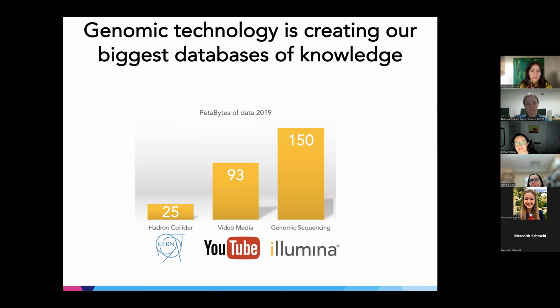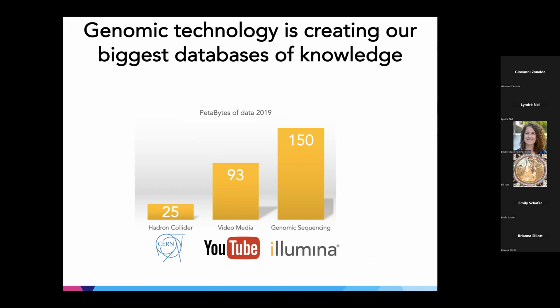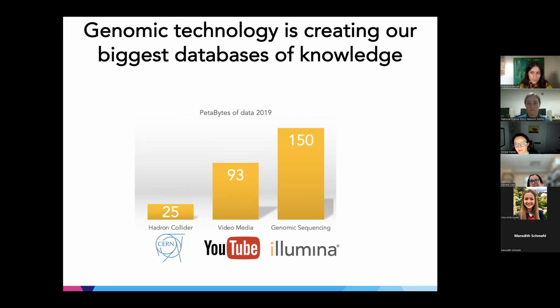To give you a sense of the scale of data being generated by genomic technologies, this slide is a couple of years old at this point, but I think it makes the point very well. I put this together through public resources from YouTube, and from other large scientific international endeavors, like physics, the Large Hadron Collider at CERN. It's a side-by-side look at the amount of data generated by these endeavors and technologies. You can see that genome sequencing, just by this one company, Illumina, is about 50% more than all the social media content posted on YouTube that year, and about sixfold more than one of the biggest international projects for physics. So it really is the case that genomic technology is creating our biggest databases of information.